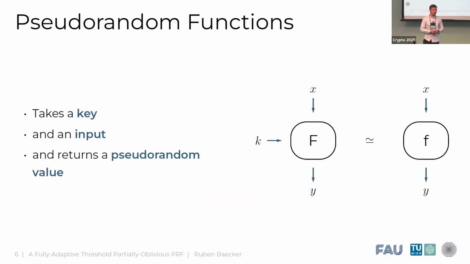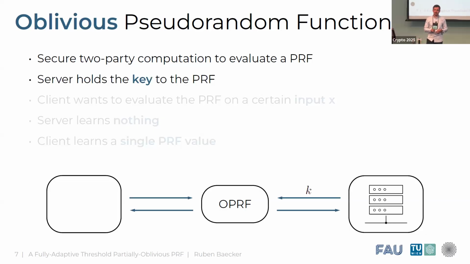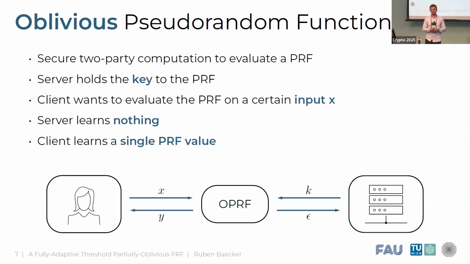So what even is a partially oblivious pseudorandom function? I mean, we all know what a pseudorandom function is. It takes a key and an input and returns a pseudorandom value. And an OPRF is simply a secure two-party computation to evaluate a PRF. So we have two parties. On the one side, we have the server who enters the key. And on the other side, we have the client who wants to evaluate the PRF on a certain input. The server learns actually nothing from the whole computation, and the client learns a single PRF value per interaction with the server.